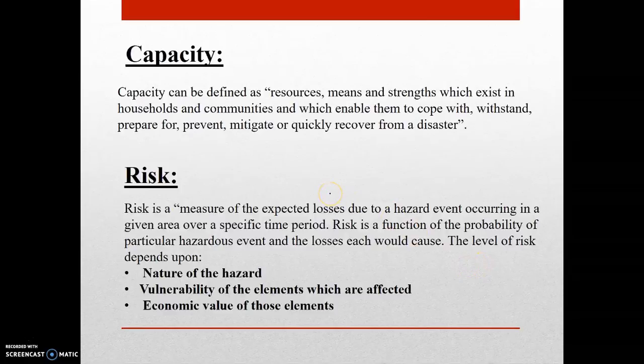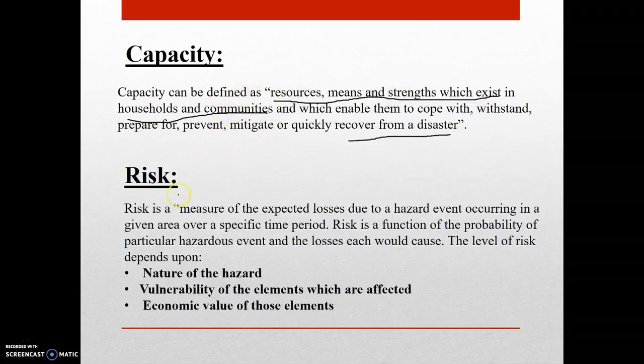So what is capacity? Capacity can be defined as the resources, means, and strengths which exist in households and communities and which enable them to cope with, withstand, prepare for, prevent, mitigate, or quickly recover from a disaster. So basically, capacity means their resources to fight or to quickly recover from a disaster.